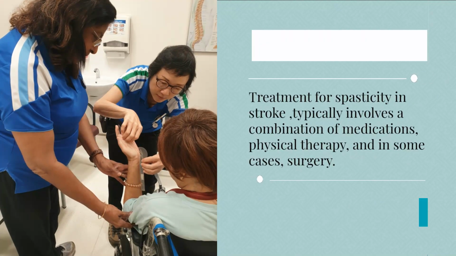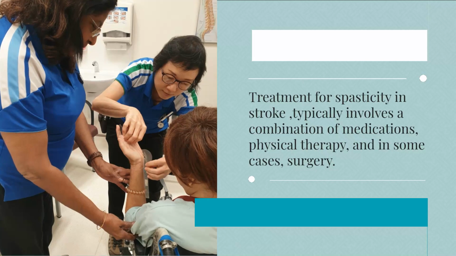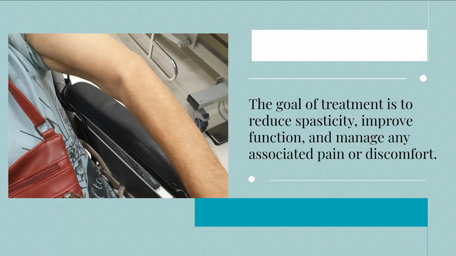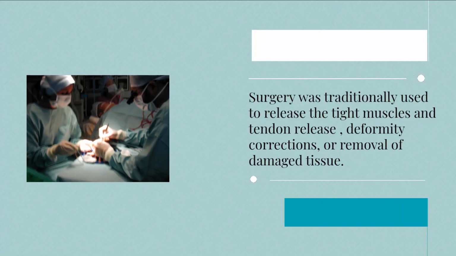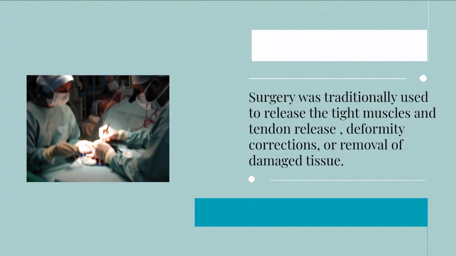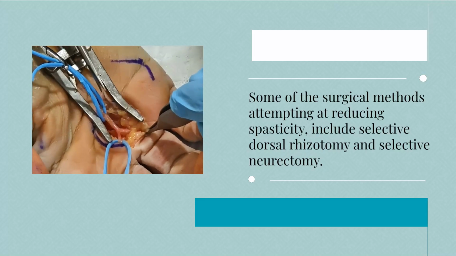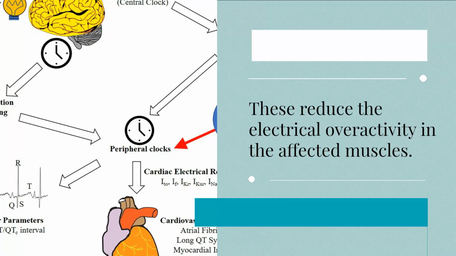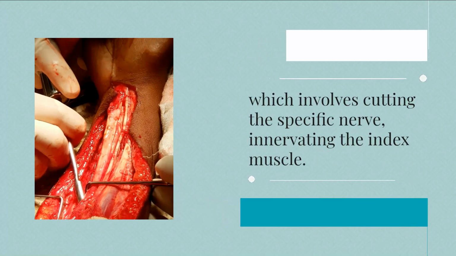Treatment for spasticity in stroke typically involves a combination of medications, physical therapy, and in some cases, surgery. The goal of treatment is to reduce spasticity, improve function, and manage any associated pain or discomfort. Surgery was traditionally used for tendon release surgery to release tight muscles, deformity corrections, or to remove damaged tissue. Some of the surgical methods attempting to reduce spasticity include selective dorsal rhizotomy and selective neurectomy. These reduce the electrical overactivity in the affected muscles, which involves cutting the specific nerve innervating the index muscle.